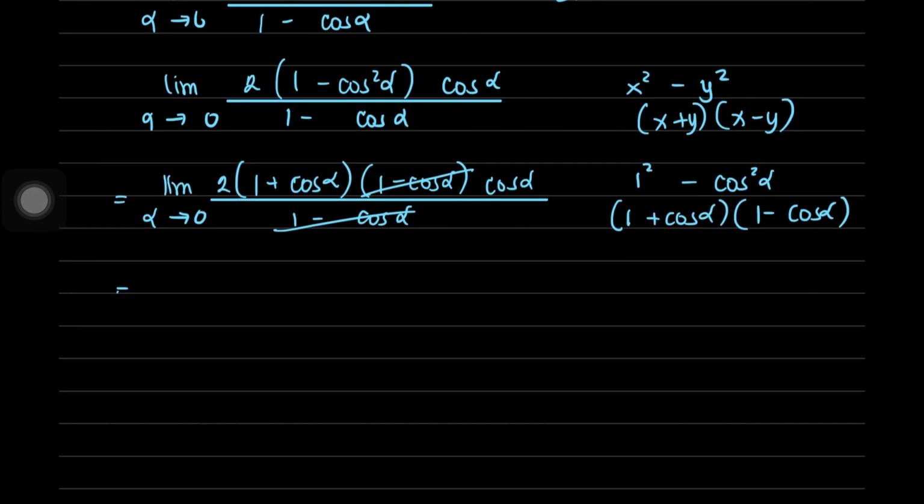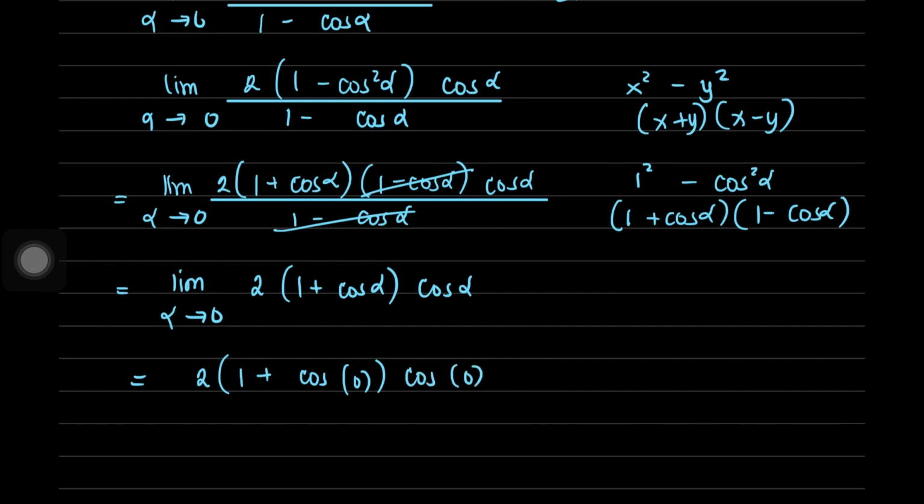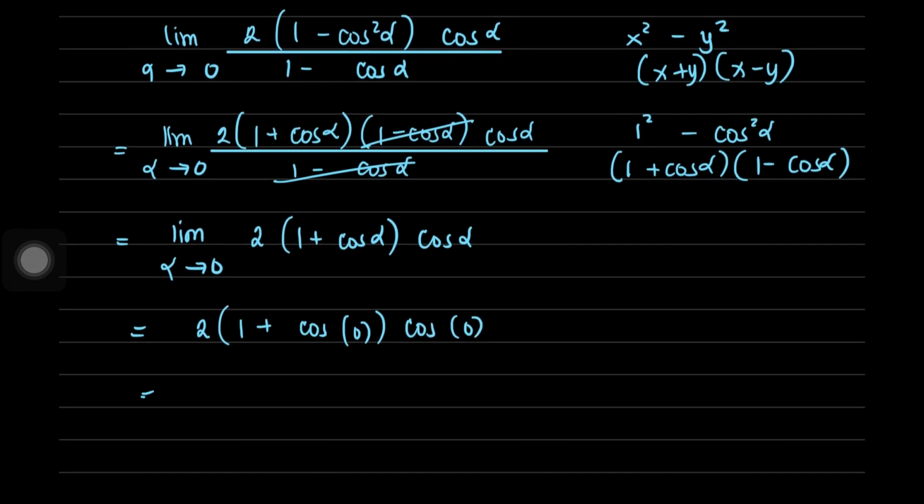Thus, the remainder would now be the limit of 2, 1 plus cosine alpha as alpha approaches 0. So if we're going to solve for the function of 0 in this expression, this is now equal to 2, 1 plus cosine of 0, cosine of 0. And cosine of 0 is equal to 1, so this is 2 times 1 plus 1 multiplied by 1. So the final answer is now equal to 4.